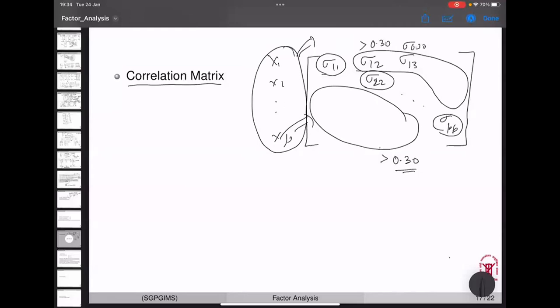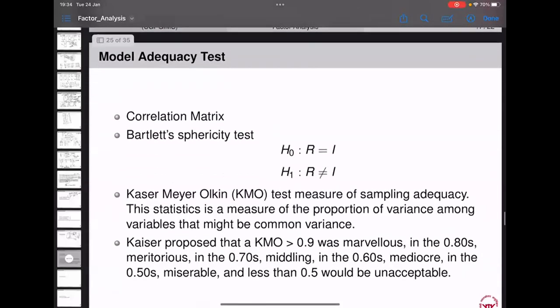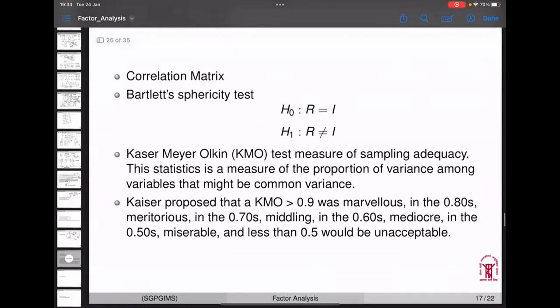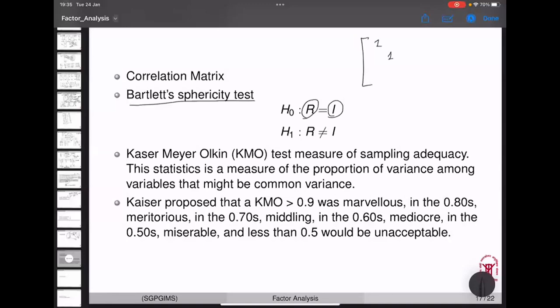The second test which you can usually do is the Bartlett's sphericity test. In this, we assume that our correlation matrix is identity. What does it mean? It means that this is 1-1-1. This is our variance covariance matrix sigma. It is 1-1-1-1, and the off-diagonal entries are very close to zero.